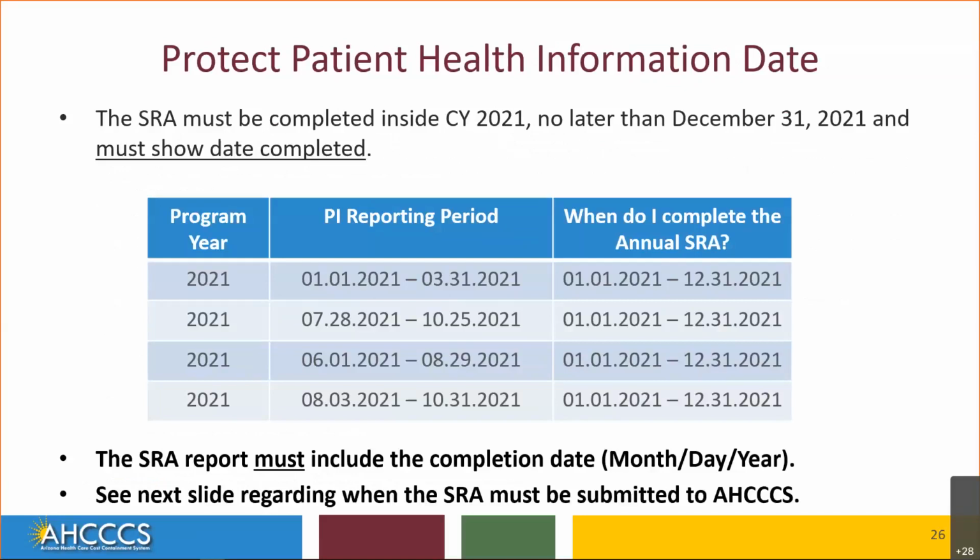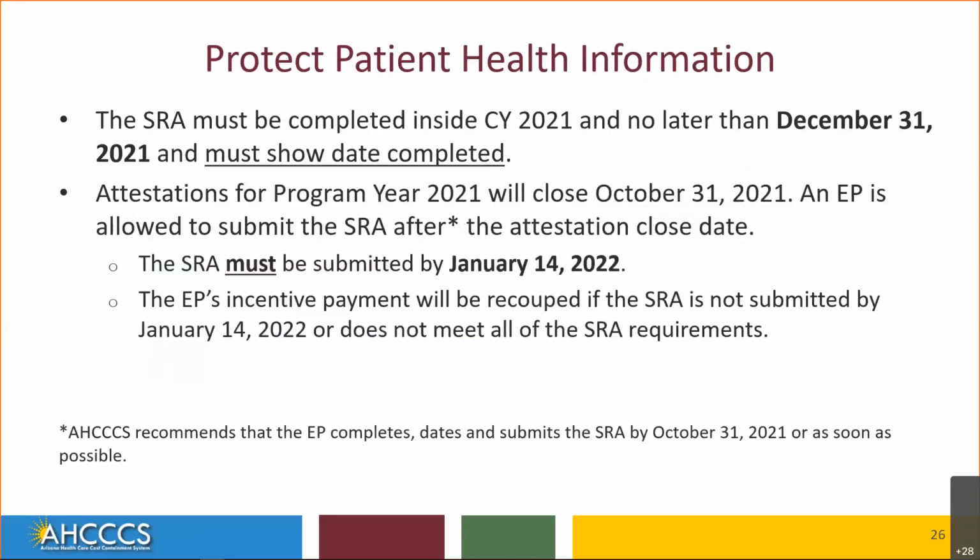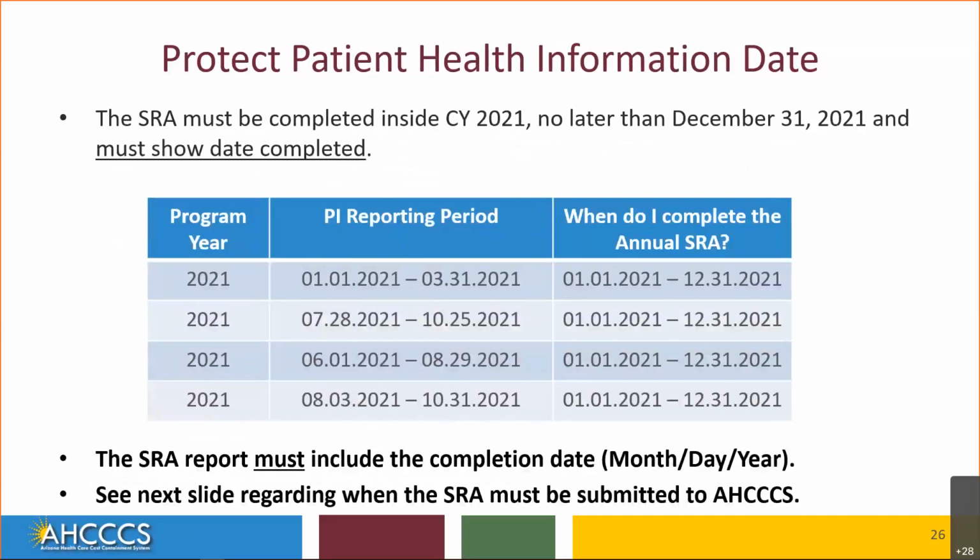The SRA must be completed inside calendar year 2021, but no later than December 31st, 2021, and must show the date completed. There are a few examples here just listing out when that SRA needs to be dated. So the first example, the PI reporting period is January 1st, 2021 through March 31st, 2021. A provider must complete the annual SRA anytime between January 1st and December 31st, 2021.